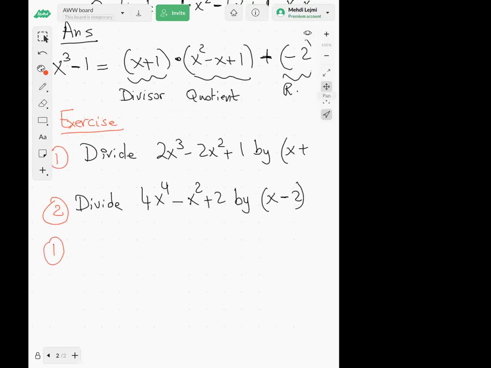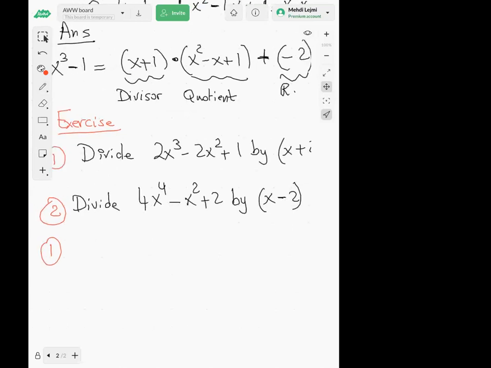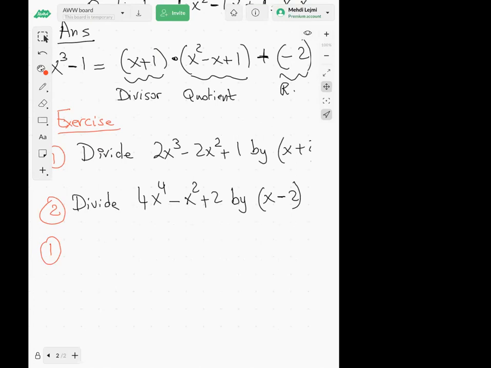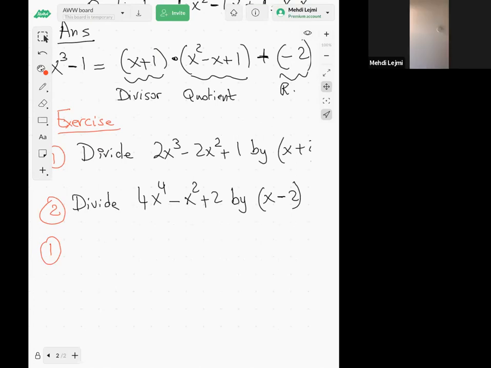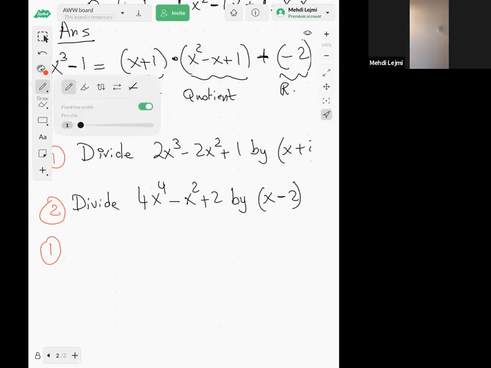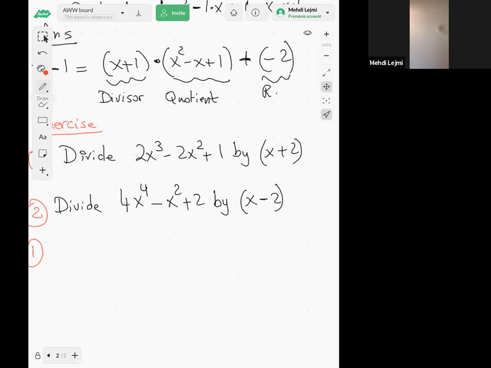The quotient for number one will be 2x squared minus 2x plus 4. Yes, I think it's correct. It's gonna be negative 7. Yeah, very good. So for number one, because we are dividing by x plus 2, your c must be the opposite, right? So it must be negative 2.